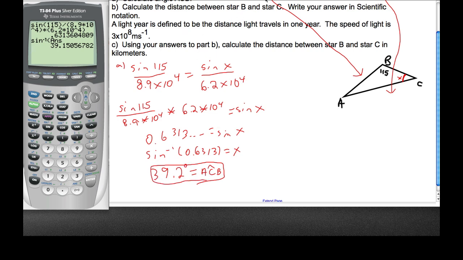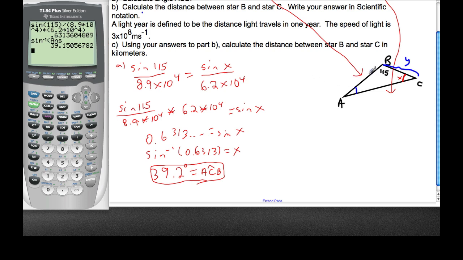Excellent. That's part A. Then, in part B, we want to calculate the distance between star B and star C. So this distance here, let's call it y. Write your answer in scientific notation. Okay, so I want this piece of information. I have this angle and this angle. These are corresponding.